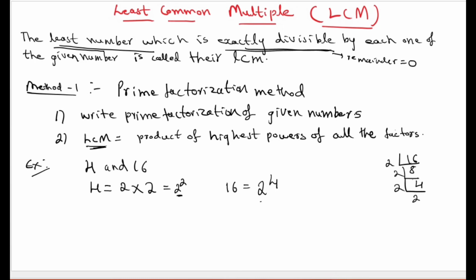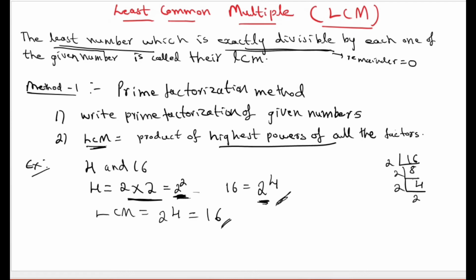Here only one prime number is there, and here also only one prime number is there. Then LCM is equal to 2 to the power 4, which is equal to 16. Clear? First I am writing the prime factorization. Then LCM is nothing but the product of the highest powers of all the factors. Here only one factor is there, that is 2 only. So compare. Which one has the highest power? The second one has the highest power, that is 2 to the power 4. So LCM is equal to 2 to the power 4, that is equal to 16.